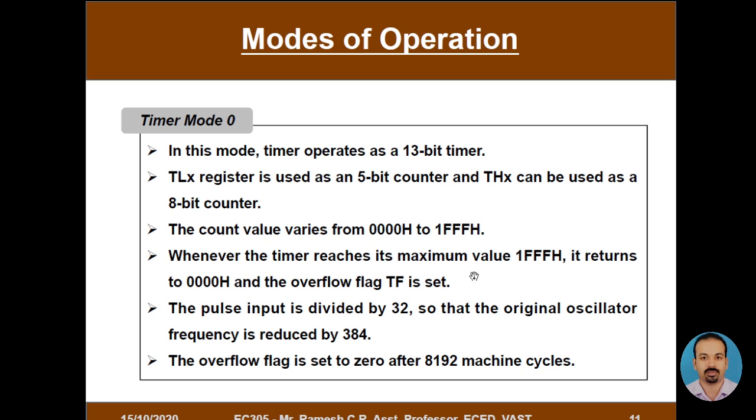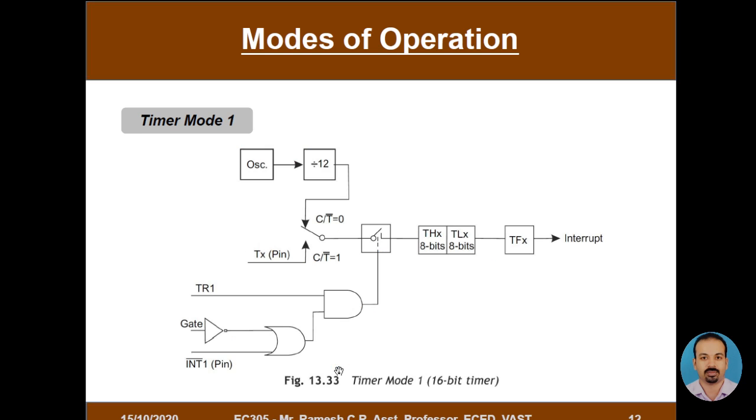So if you look in total, from the initial value loaded, the maximum time period required to make the registers THX and TLX equal to 0 will be 8192 machine cycles in this case, that is 2 raised to 13. Okay, so that much time is required.